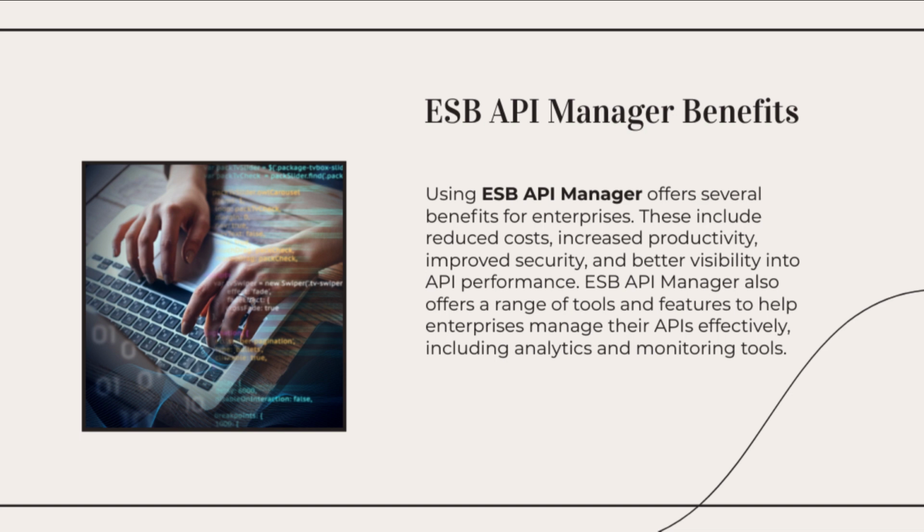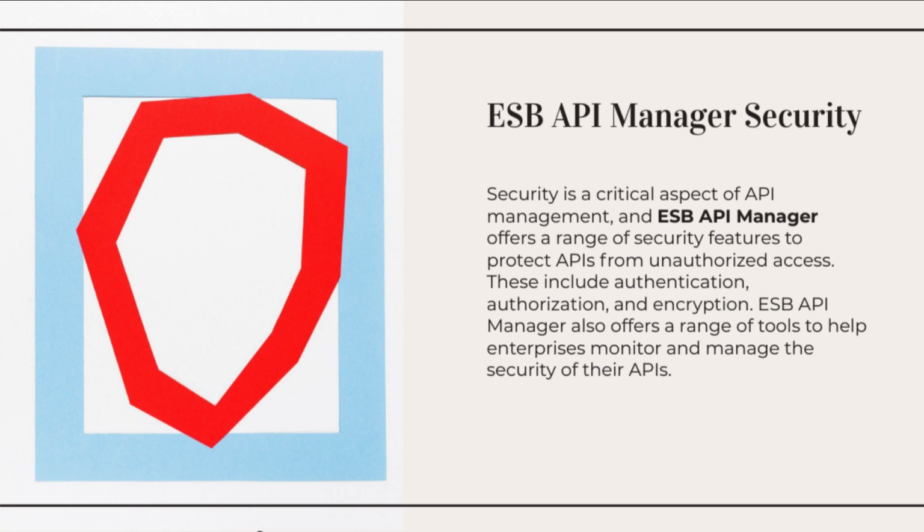6. API Security and Access Control. ESB API Manager includes robust security features to protect APIs and enforce access control. It allows you to define authentication mechanisms, such as API keys, OAuth, or JWT, to ensure that only authorized users or applications can access the APIs. It may also provide capabilities for implementing rate limiting, throttling, or IP whitelisting to prevent abuse or unauthorized usage.